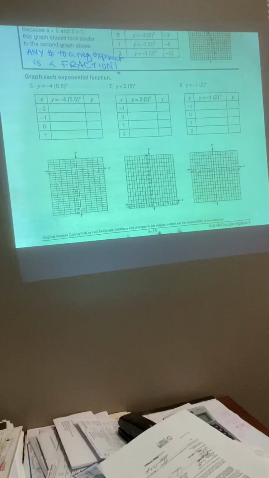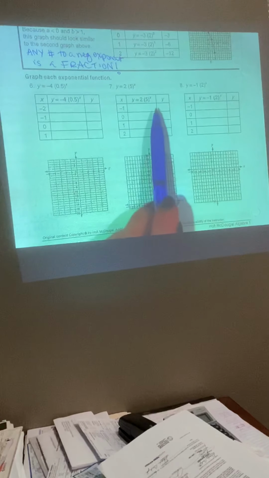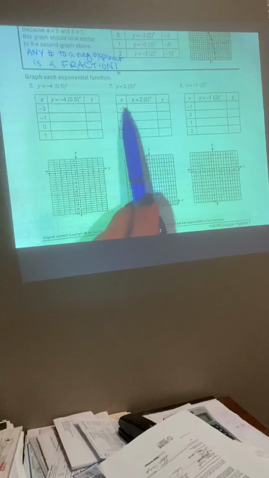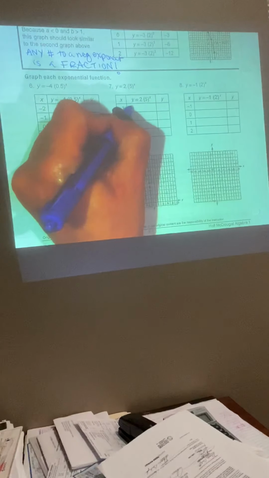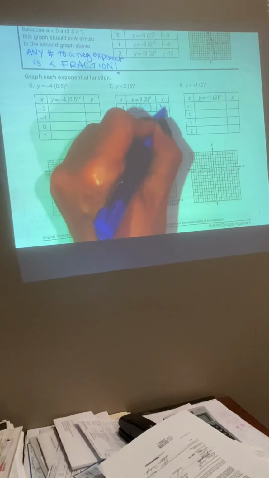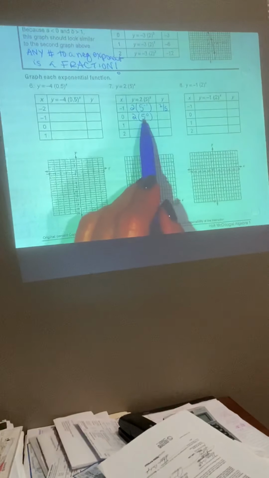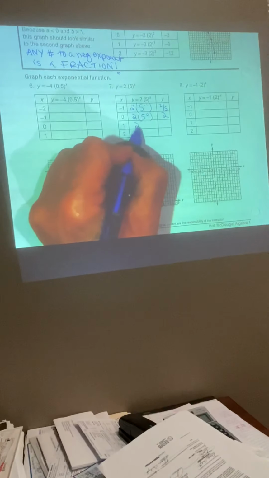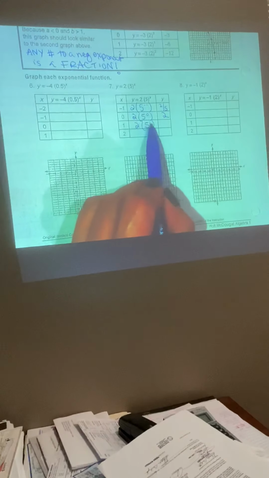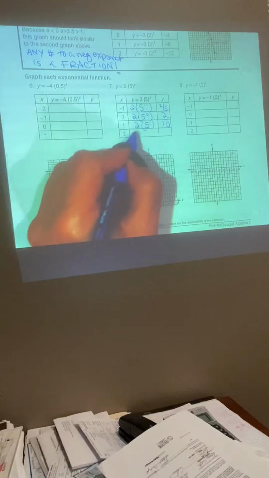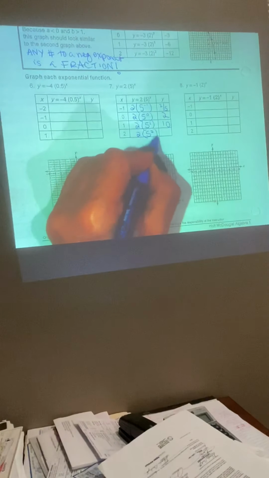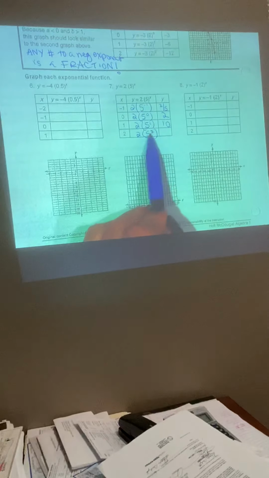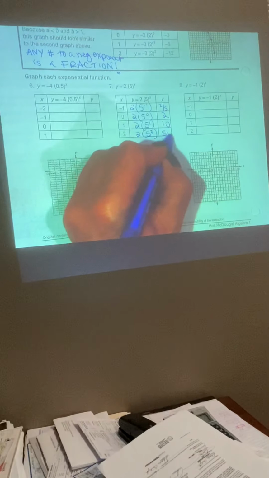We're going to do number 7 first. Okay, we're going to plug in -1. 5 to the -1 is 1/5. 1/5 times 2 is 2/5. 5 to the 0 is 1. 1 times 2 is 2. 5 to the 1 is 5 times 2 is 10. 5 to the 2 is 25 times 2 is 50. Okay, and we're going to plot this.